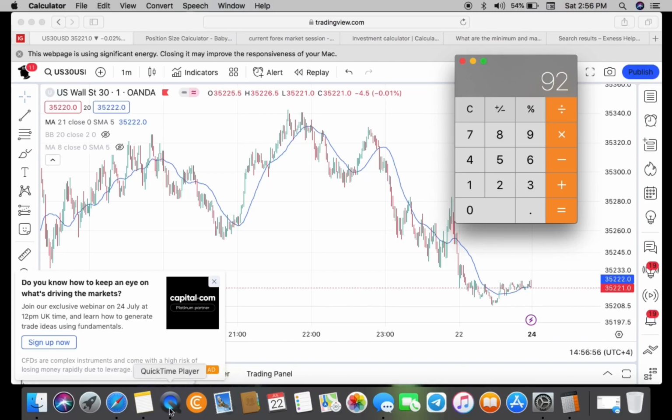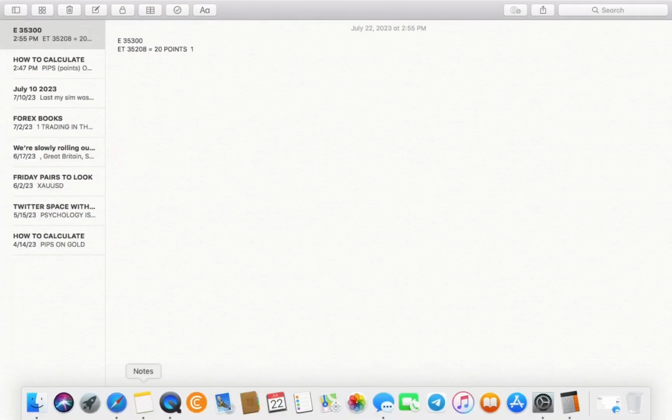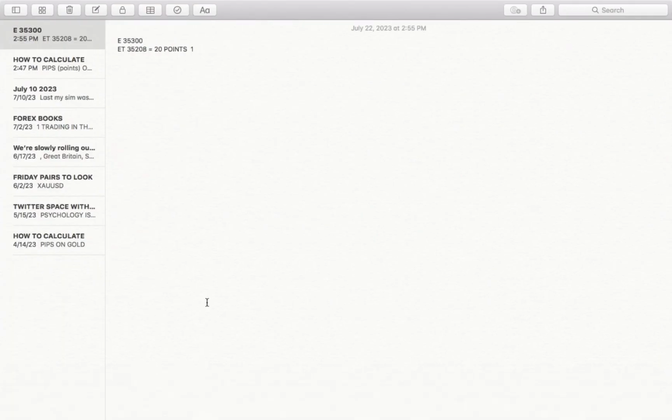Or rather, you want to call it pips, it's up to you, but you have to use the formal way. In indices we call them points, and in currencies we say pips. Because this has no difference from currencies, this is actually a point. So 92 points using one lot size is automatically $92. I've proven to you how we came to that using whatever lot size we use.